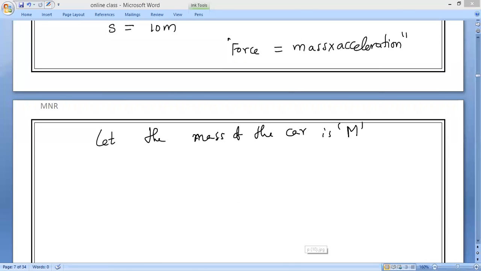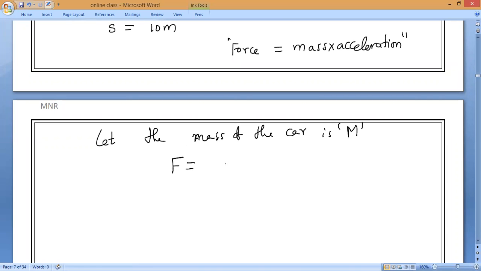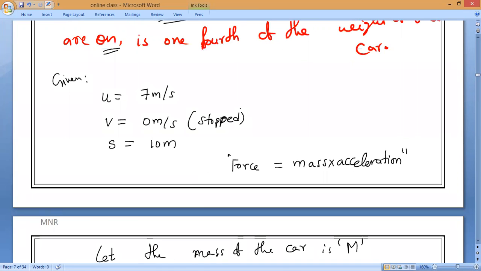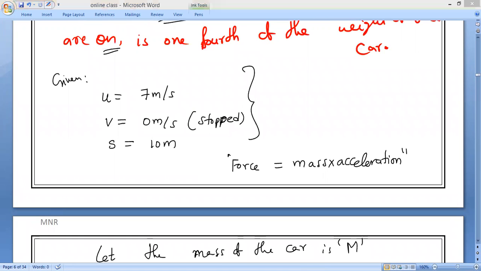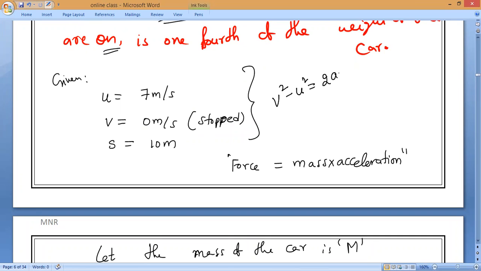Now observe very carefully. So now we can find the force of the car. Force is equal to mass into acceleration. Mass is equal to the mass of the car. And you can find the acceleration, guys, from this data: initial velocity, final velocity, and distance. Which equation? Let me see who will say. V square minus U square is equal to 2AS. So we can find the acceleration: A is equal to V square minus U square divided by 2S.